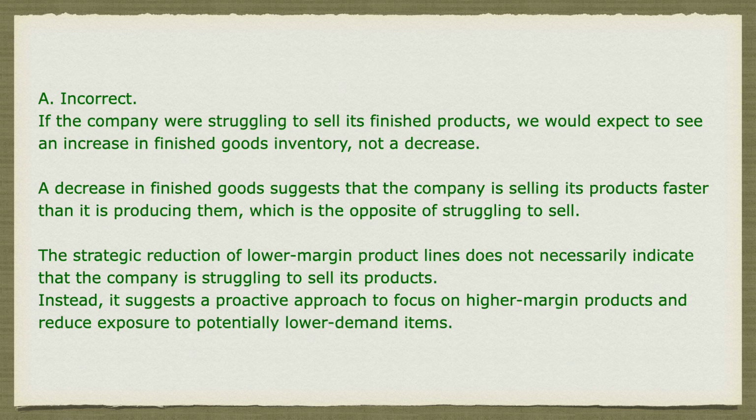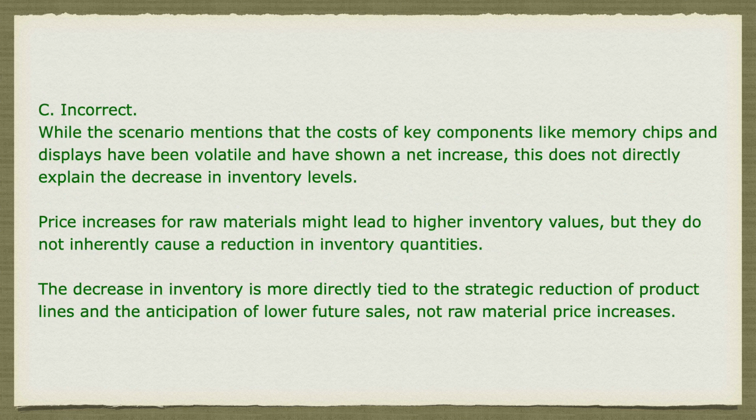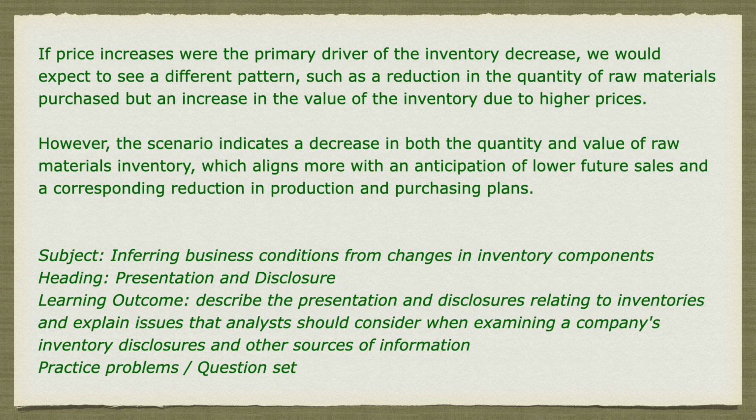A. Incorrect. Decreased finished goods inventory suggests strong sales, not struggling to sell. Reducing lower margin products is a strategic move, not a sign of struggle. C. Incorrect. The decrease in inventory levels is due to strategic reduction of product lines and anticipated lower future sales, not raw material price increases. Decrease in raw materials inventory quantity and value suggests anticipation of lower future sales and reduced production and purchasing plans.